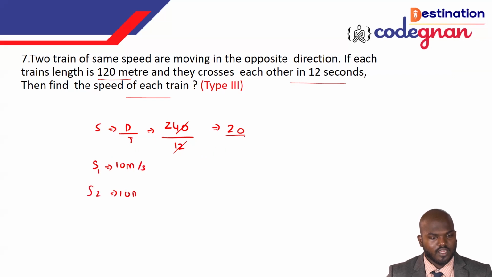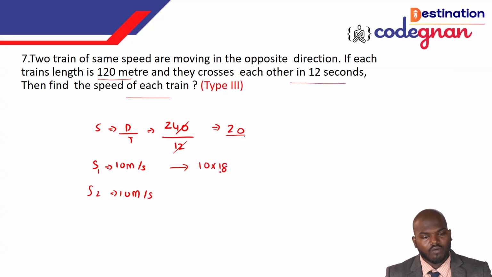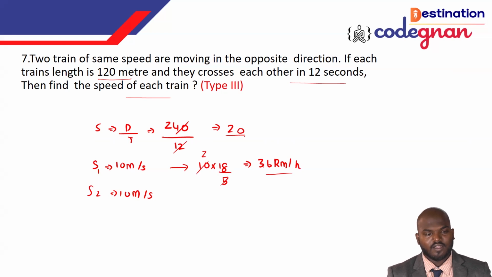and speed 2 is equal to 10 meter per second, but they are asking the answer in kilometer per hour. If you want to convert from meter per second to kilometer per hour, what do you need to do? You need to multiply by 18 over 5. If you multiply this, it will give you the value 36 kilometer per hour, which is the answer we deliver here.